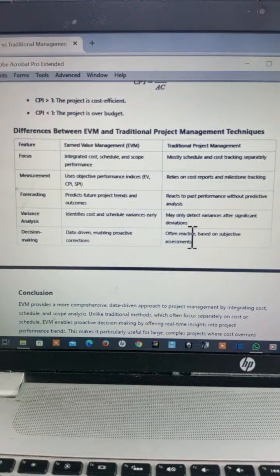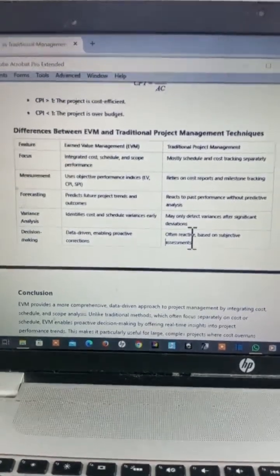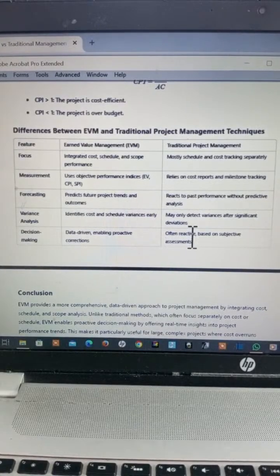Proactive corrections. Because if you are using earned value, once that happens, you know that something is wrong, and you'll be able to track it. But traditional project management is often reactive, based on subjective assessment. All right. So, in summary, what do you think about earned value and traditional project management techniques? Which one would you go for? Let me have it in your comments.